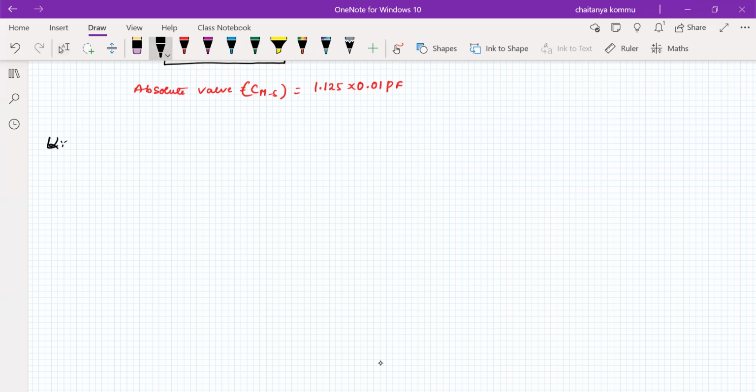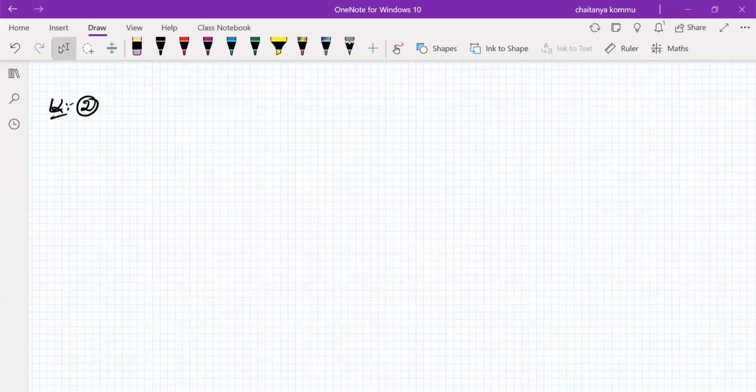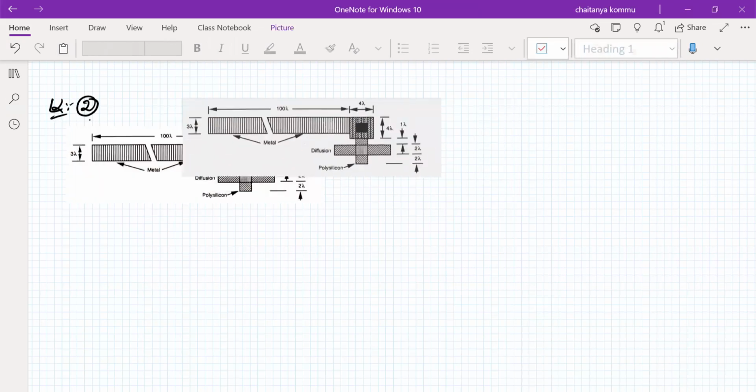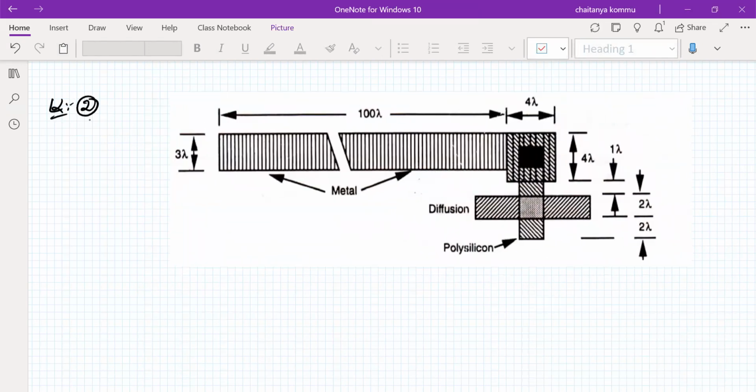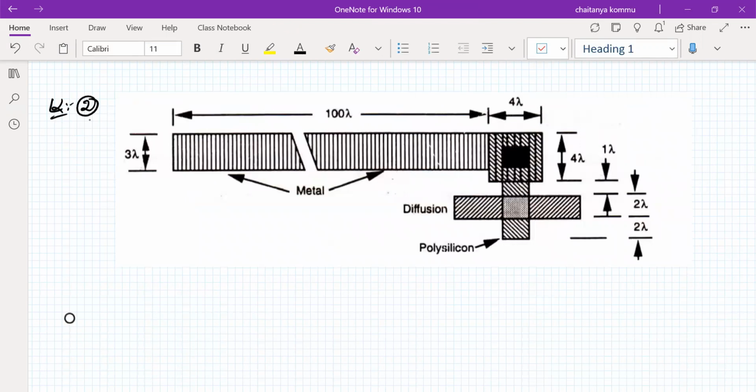Therefore, example number 2. Let us take another typical example. A piece of layout I want to show you. I want to calculate the capacitance suffered by this particular piece of layout. Okay, you observe, this is the piece of layout they have given. It is asked what is the capacitance established within this particular structure.